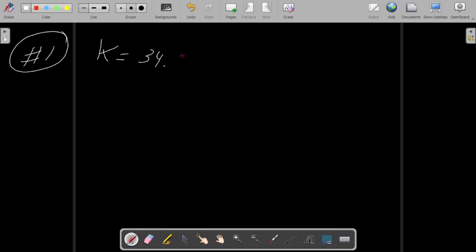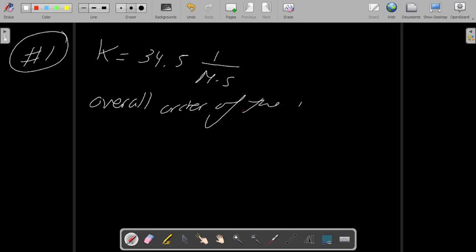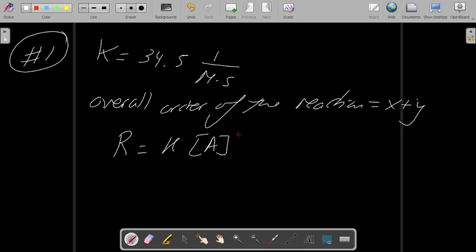So they give us this, and they want to know the overall order of the reaction. Remember that this is X plus Y. That's where it came from. What else do we know? We know that the rate equals a constant, which they give us, multiplying the concentration of reactant A to the X, multiplying the concentration of reactant B to the Y.